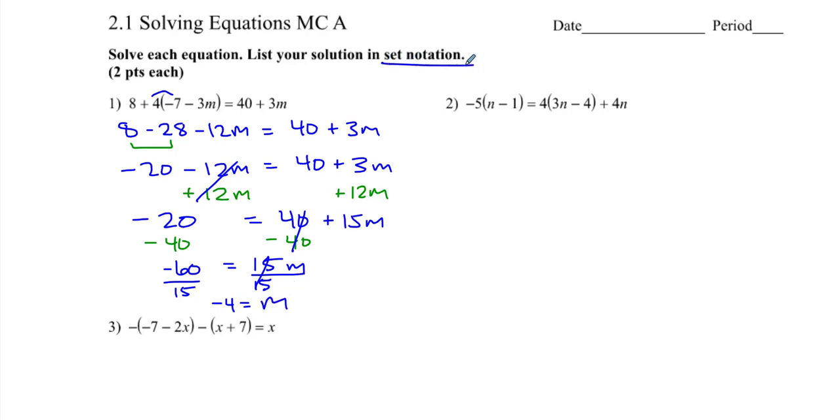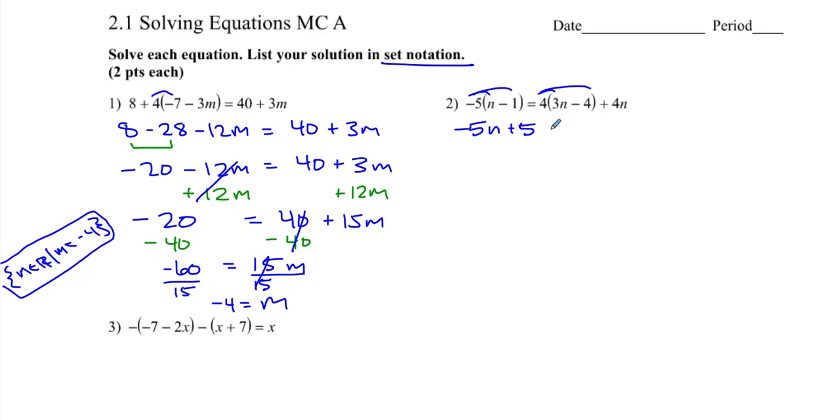Okay, remember it wants you to write this in set notation. So I'm going to do that here. Remember that squiggly bracket. M is an element of real numbers such that m is equal to negative 4. So this is the answer that I am looking for. Alright, number 2, let's do this distribution. Negative 5 times n, negative 5n, negative 5 times negative 1 is positive 5.